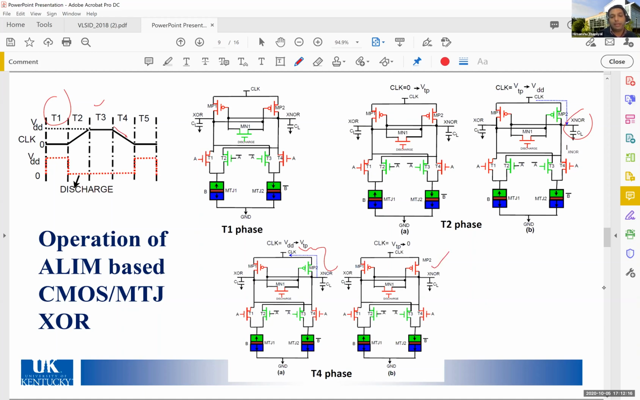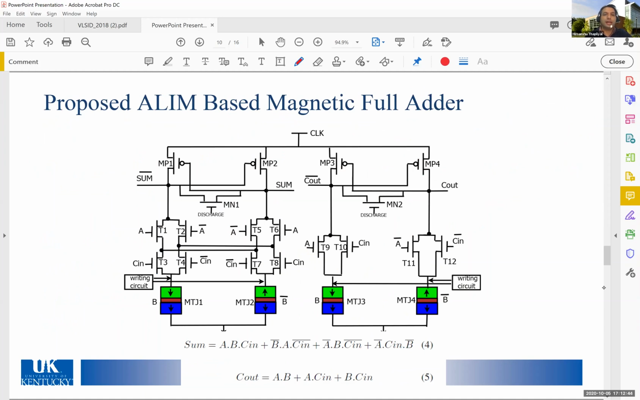Now what will happen during the next phase, T5, is that this discharge signal is on, and so during this time it will be more like the state like this. Whatever VTP charge is stored at this XNOR node will be charge shared between this XOR and the XNOR, and we will show you this in one of the upcoming slides. So this is how you can design an ALIM based magnetic full adder.